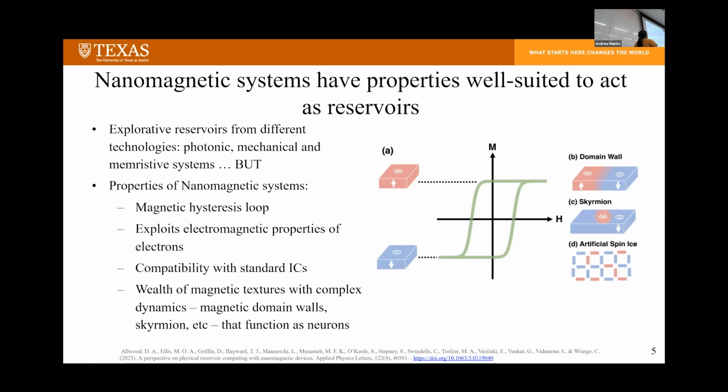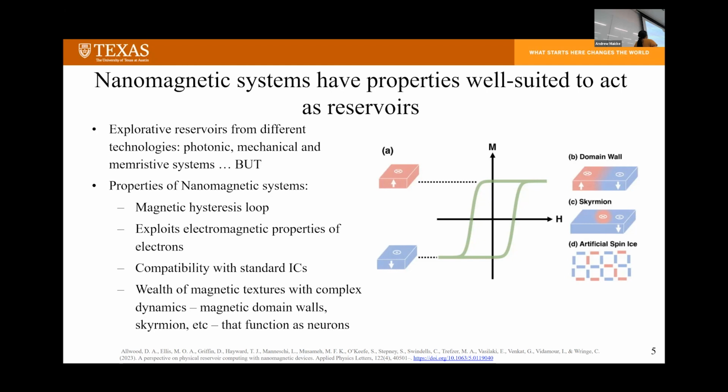The second thing is that it exploits the magnetic and electrical properties of electrons to help increase energy efficiency, as well as decrease the area requirements. And using different magnetic textures, we're also able to create a system that emulates the functions of a neuron, which is the basis of neuromorphic computing.